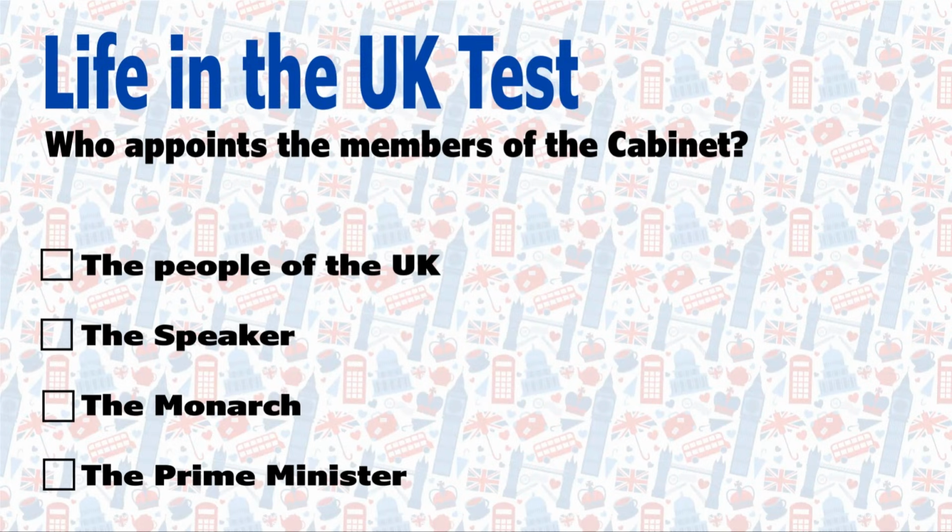Who appoints the members of the cabinet? The people of the UK. The Speaker. The Monarch. The Prime Minister. The Prime Minister appoints about 20 senior MPs to become ministers in charge of departments which together form the cabinet.